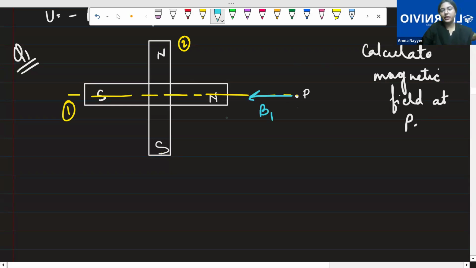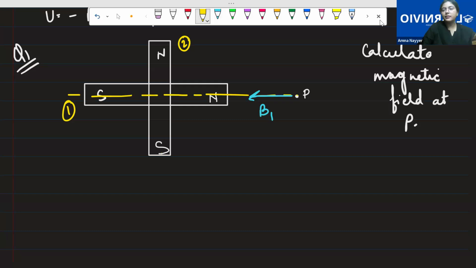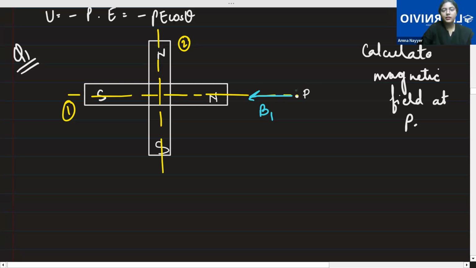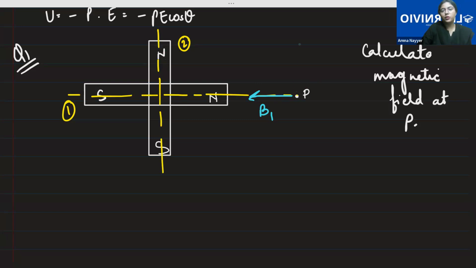This is B1. And for the second magnet, equatorial. Very good, Oishi. This is its axis. So at this point P, this is in the opposite direction. So north to south will be below. This will go up. This is B2.